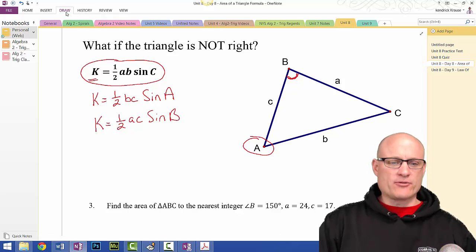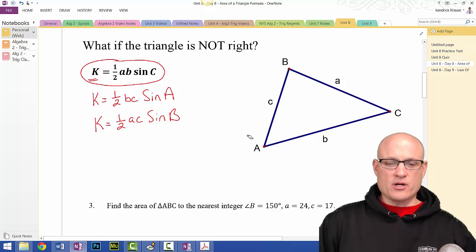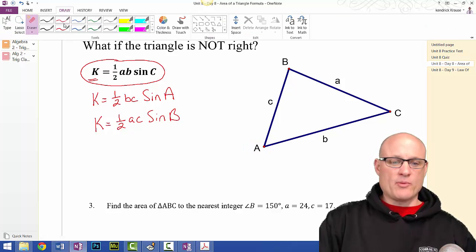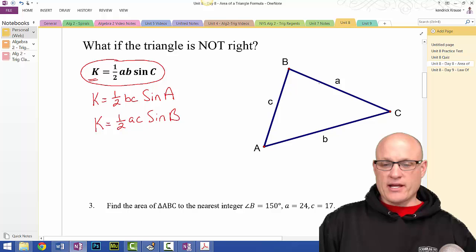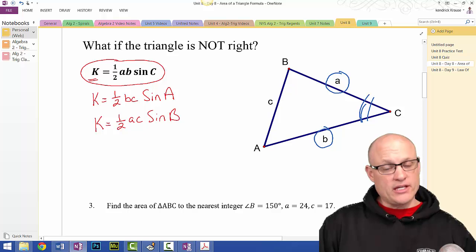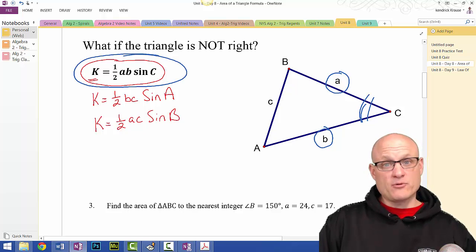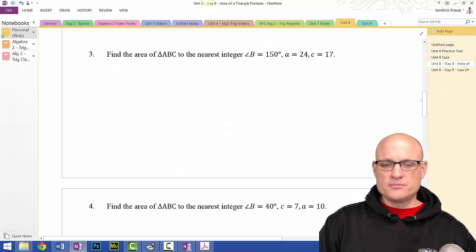So I'll come over to my drawing, and what it says is if you are given, and we'll go back to the original, if you are given a side A and another side B and the included angle, it's the included angle. Can't be just any angle. It has to be the angle in between those. They call that the included angle. Then you are able to use that formula. So let's see how it comes to look.